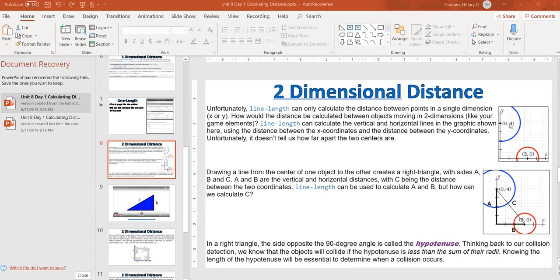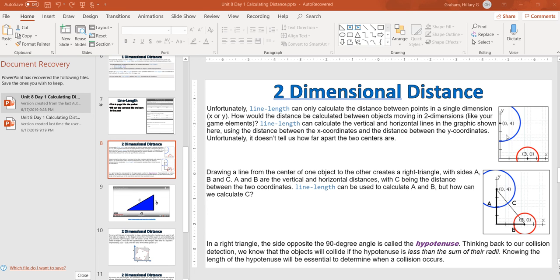So drawing a line from the center of one object to the other, as in this point to this point, would create a right triangle with sides A, B, and C. A and B are the vertical and horizontal distances, and then we call C the distance between the two coordinates, kind of like the do now. So we also have to think about the hypotenuse here.